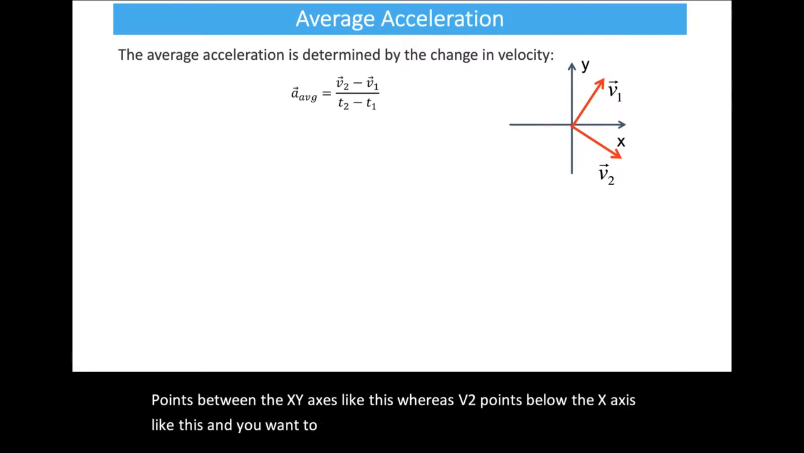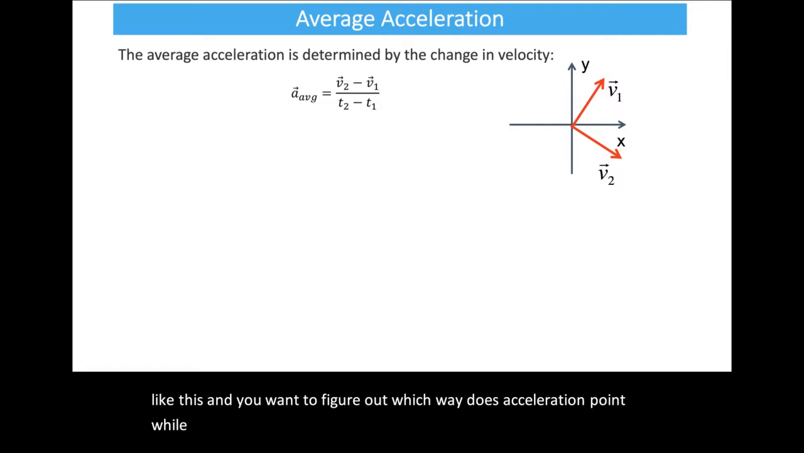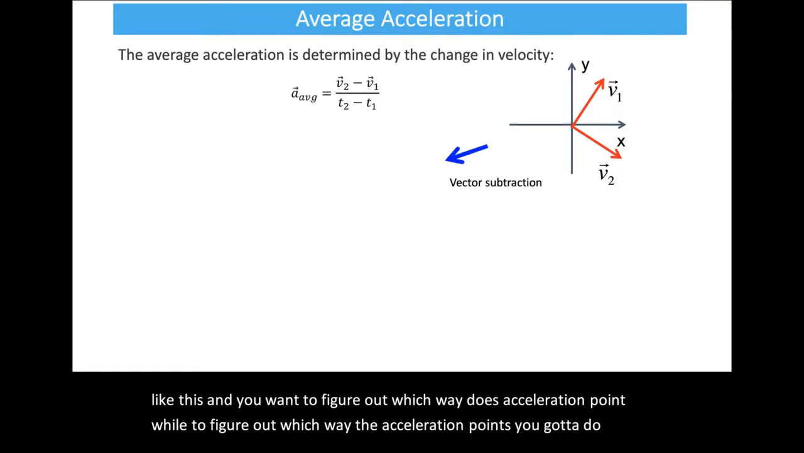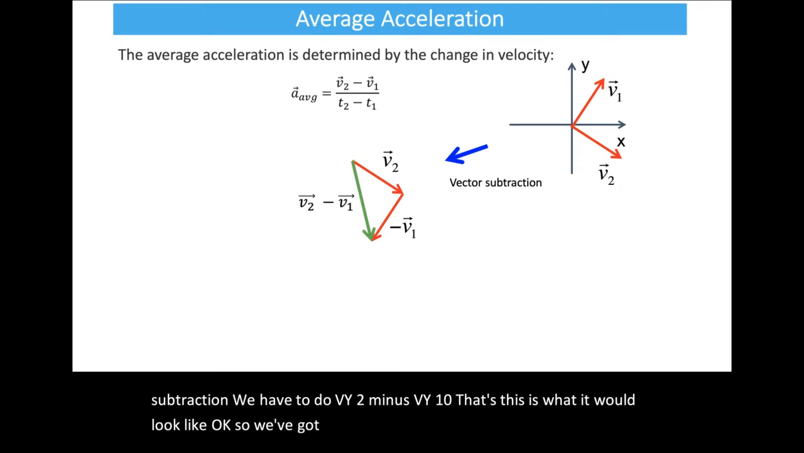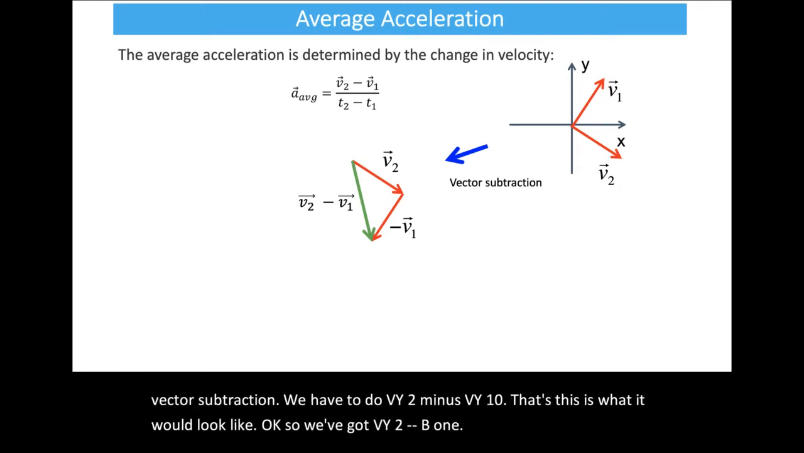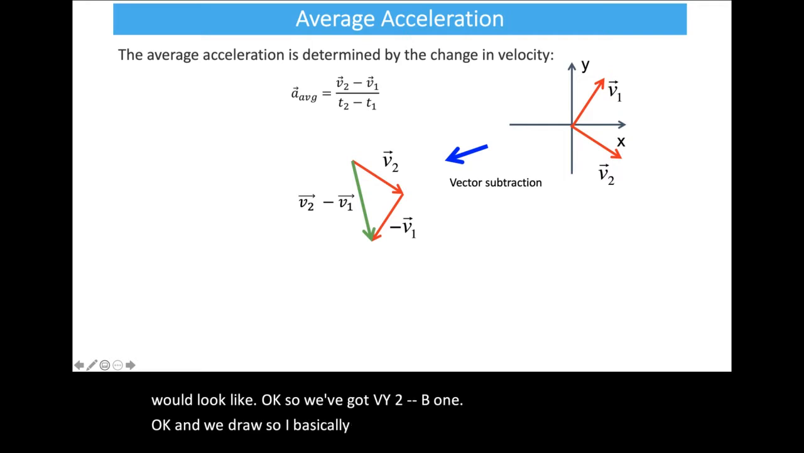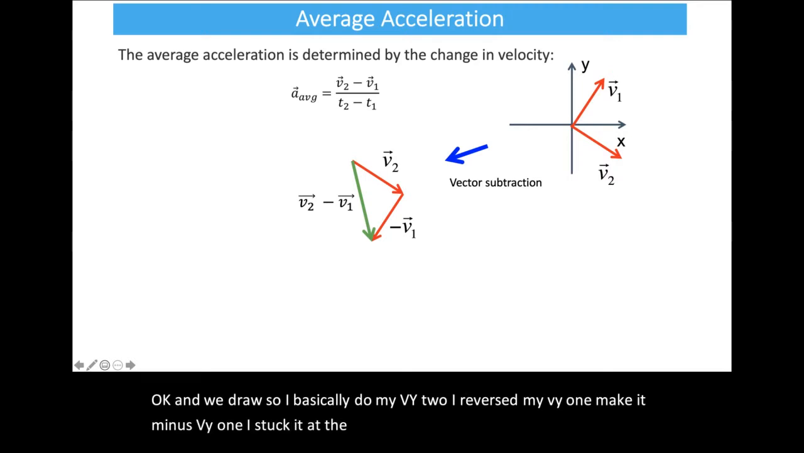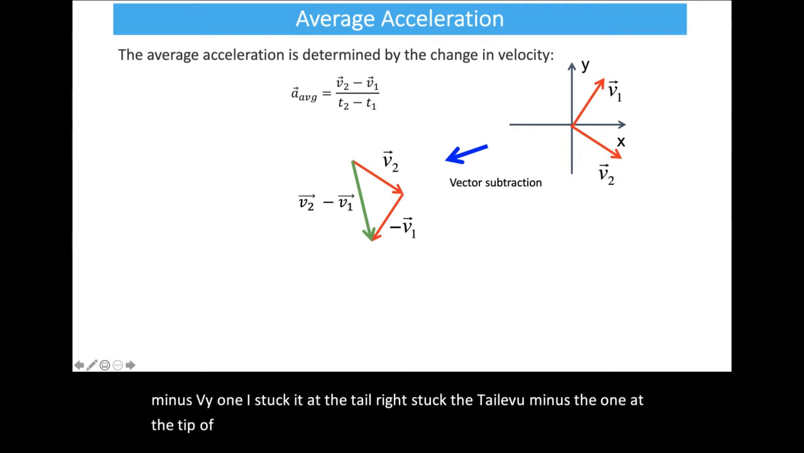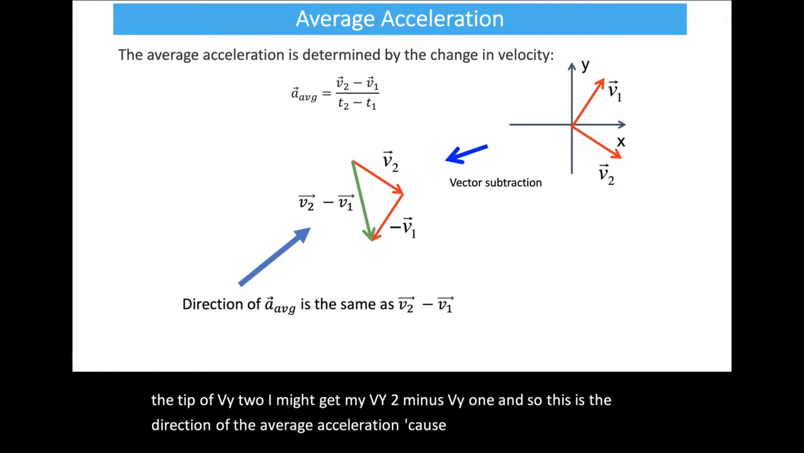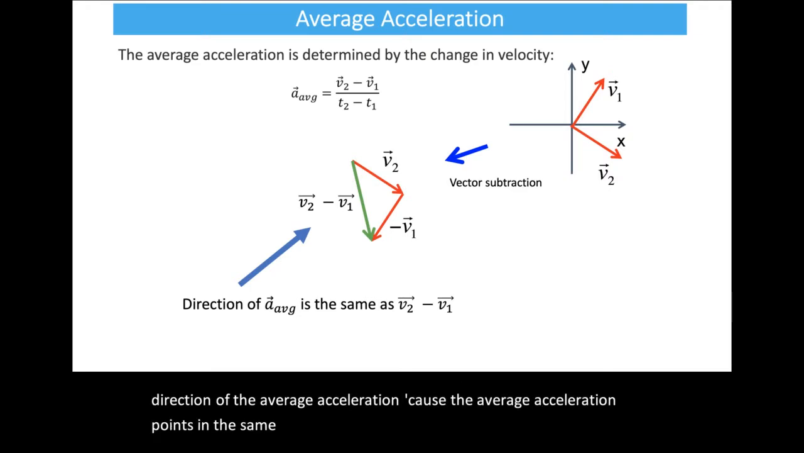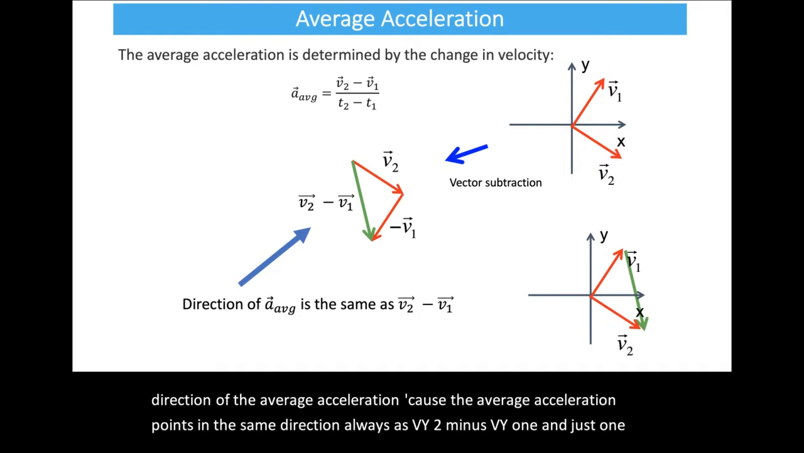And you want to figure out which way the acceleration points. Well, to figure out which way the acceleration points, you've got to do vector subtraction. We have to do v2 minus v1. So this is what it would look like. Okay, so we've got v2 minus v1. Okay, and I basically drew my v2, I reversed my v1 to make it minus v1, and I stuck the tail of minus v1 at the tip of v2, and I get my v2 minus v1. And so this is the direction of the average acceleration, because the average acceleration always points in the same direction as v2 minus v1. And just one more quick thing, because we're basically out of time.